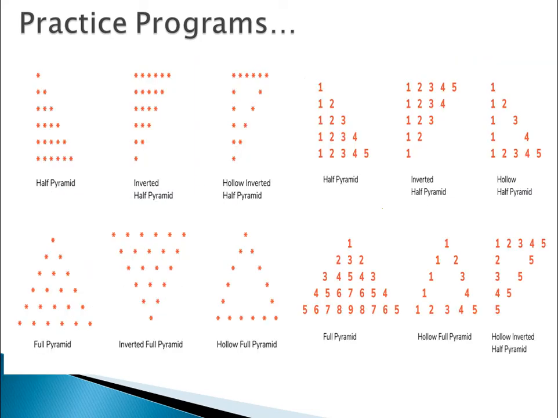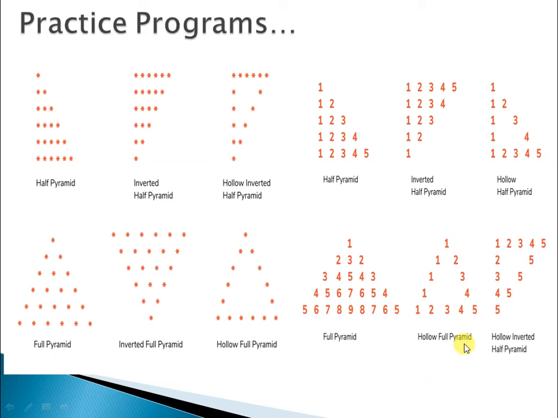Now, these are the practice programs for patterns. I have discussed the 2D patterns in the theoretical session, that if you are having a 2D pattern, then you will use nested loops. One loop will be horizontal and one for vertical. So these are the loops. This is called a star pattern, half pyramid, inverted half pyramid, hollow. These are number patterns. So all these patterns can be printed using loops.